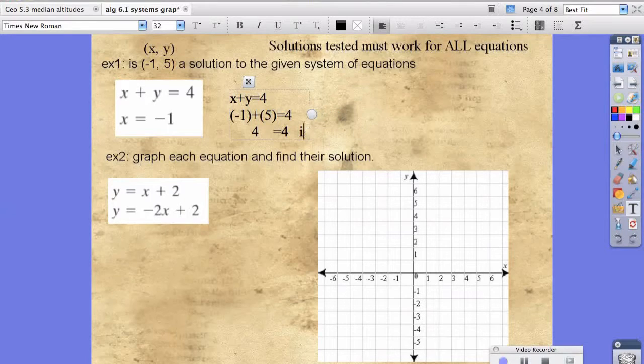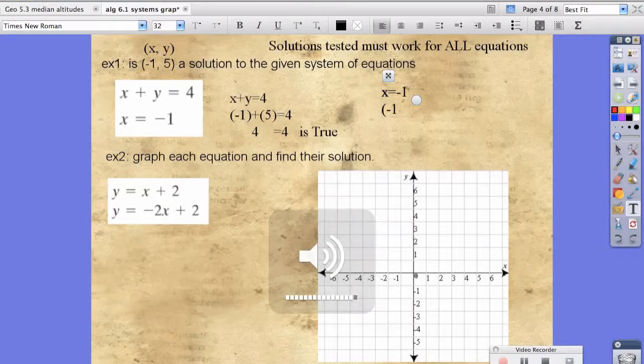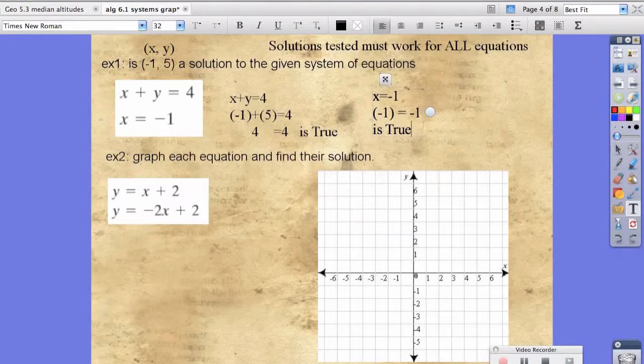or this is true. The second one says x is equal to negative 1. Well, we're going to substitute our value for x because that's the only one we have, so x is negative 1. That's equal to negative 1. So this is also true. Now because this works, or because it's true for both equations, then we could say that negative 1, 5 is a solution.